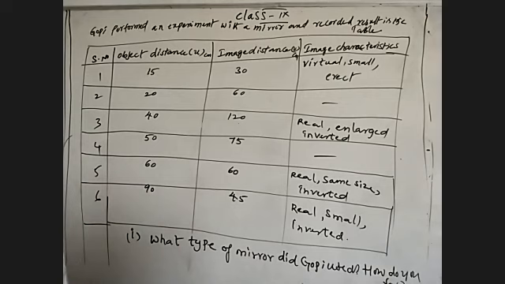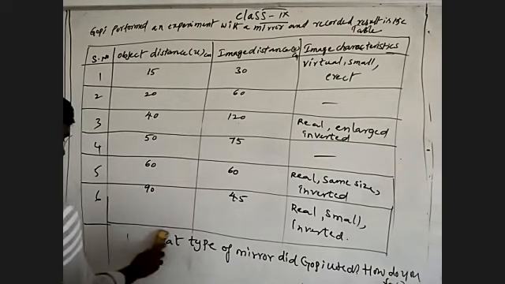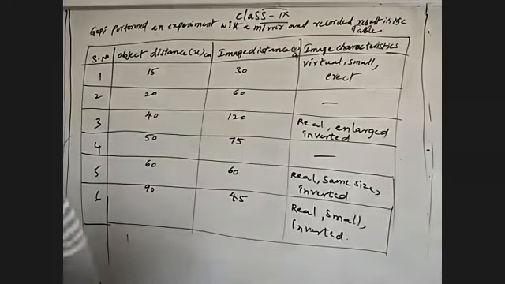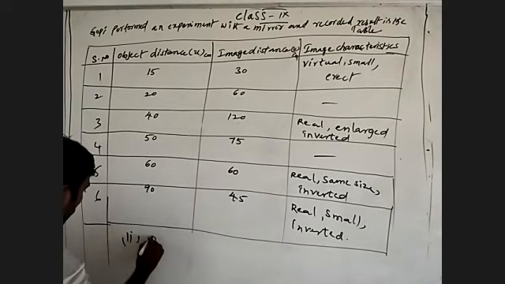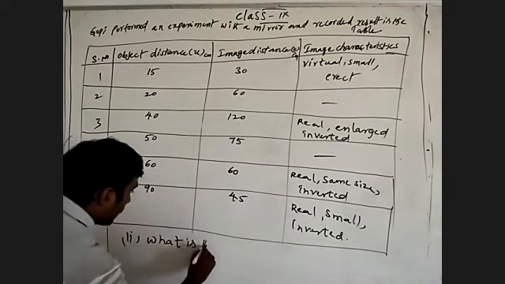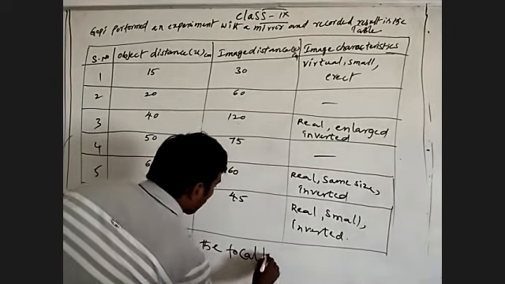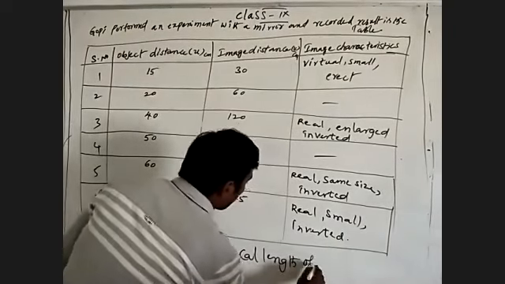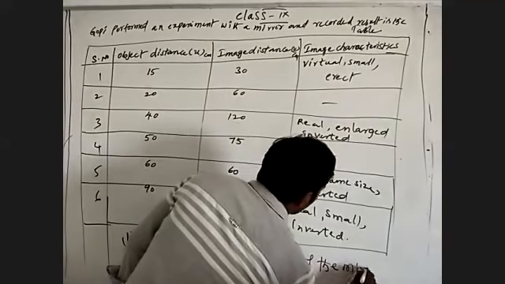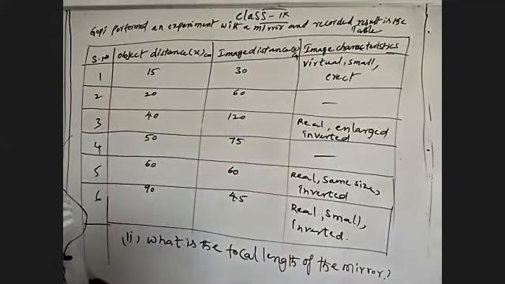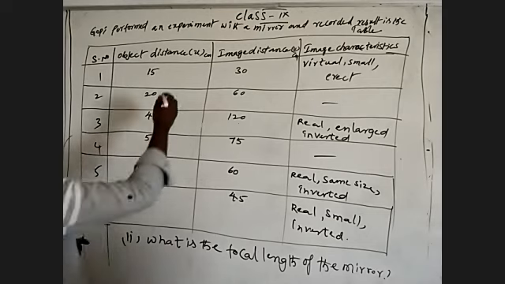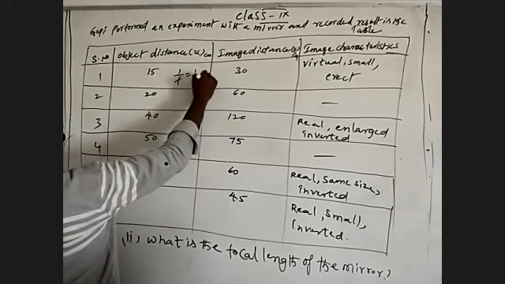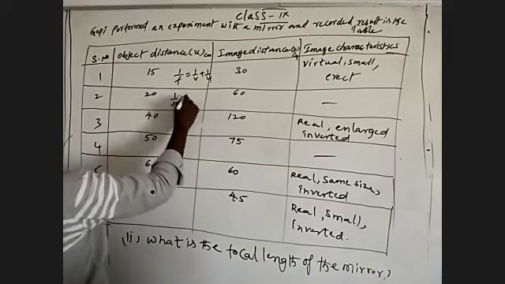And one more question to you. What is the focal length of the mirror? What mirror was used? Concave mirror. Then what is the focal length of that mirror? We have to go by the formula: 1 by f is equal to 1 by v plus 1 by u. We are going to find the focal length.